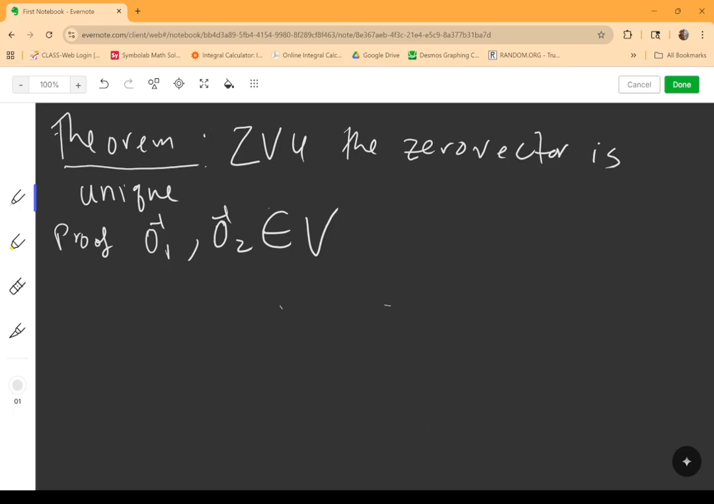It's a common technique, when we're being asked to show that something is unique, to let there be two of them. In this case, two zero vectors, and V is a general vector space.